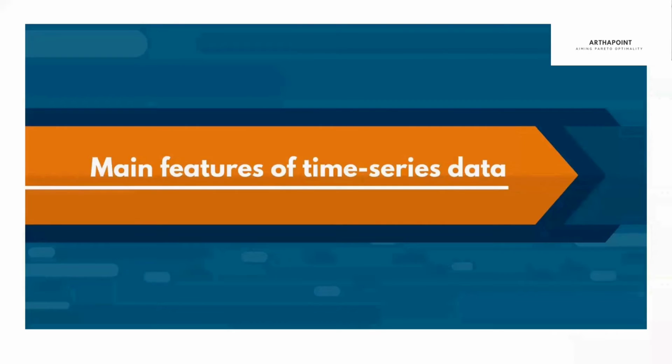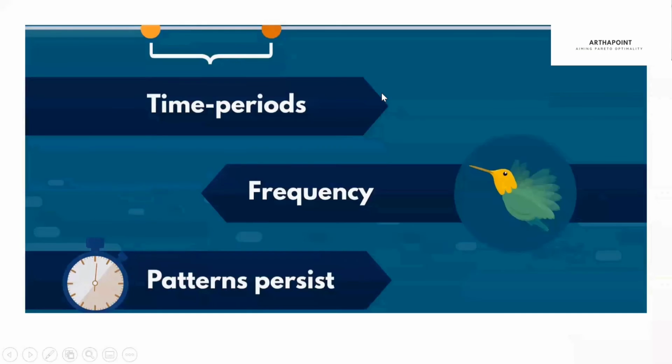Main features of time series data. Now, three features we have studied till now. First, you should have time periods. The time periods should be consistent. Second, you should measure the frequency, how often something takes place. Third, you should see a particular pattern. The pattern can be an increase in the sale of ice cream every summer, an increase in the sale of gold on festival days, an increase in the sale of gold during marriages. So there should be a pattern in the past which we are expecting to persist in the future.